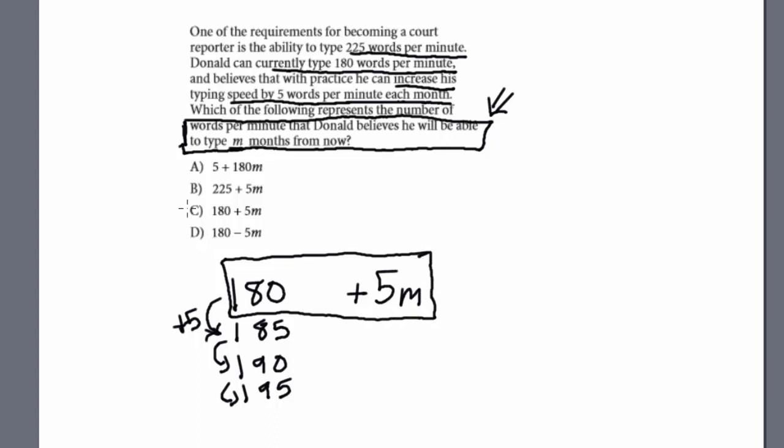Okay, so the answer looks like it is C. C is going to be our answer here. Now, in this question, if we wanted to incorporate 225 words per minute, the question could have asked, how many months will it take him before he can become a court reporter? That would be 180 plus 5M, what he's doing now every month. How many months would it take until we get to 225? Then you can solve that equation. I think it ends up being about 9 months if he keeps increasing his rate of typing at this amount.